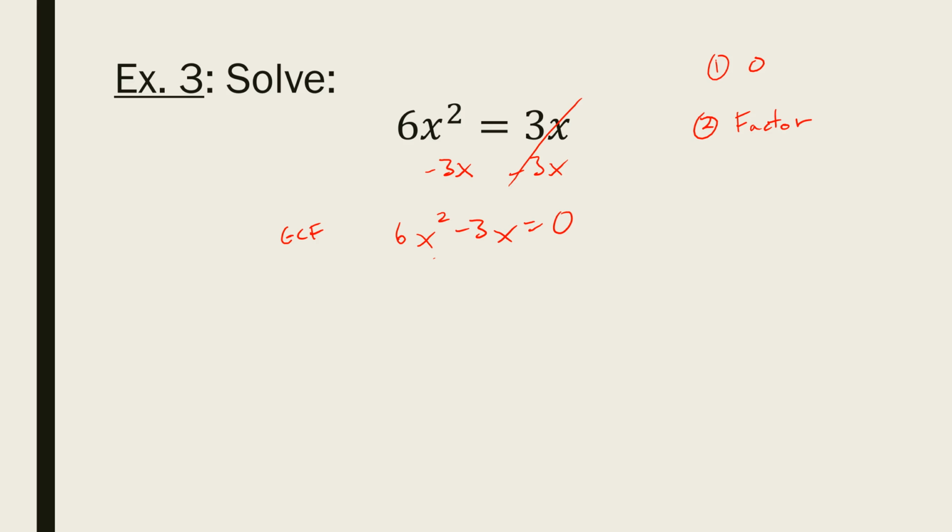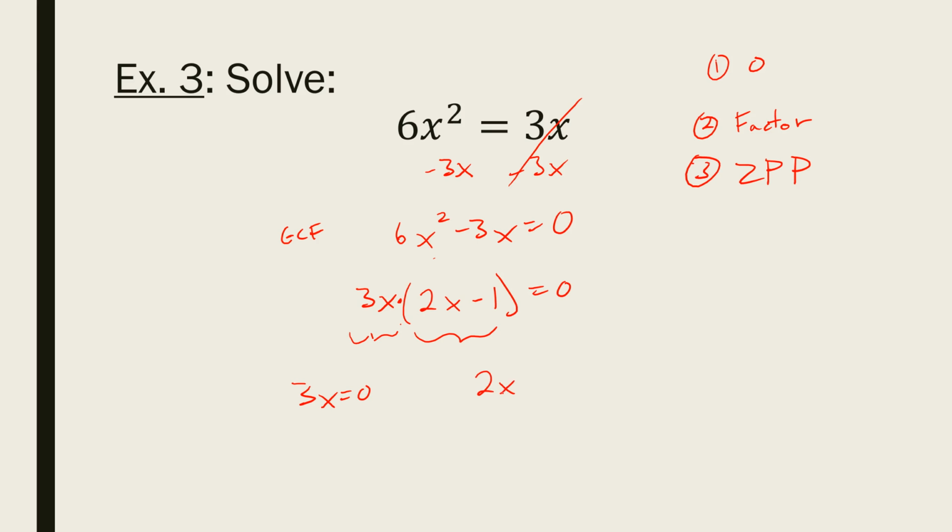So what's the GCF here? I think it is 3x. When I pull out a 3x, I'm left with 2x minus, remember, when I divide 3x out of 3x, it is 1. So pulling out the GCF, there's my factoring, and it's still equal to 0. Now I have something times something else. So final step, I'm going to use the zero product property. Either 3x is equal to 0, or also 2x minus 1 could be equal to 0.